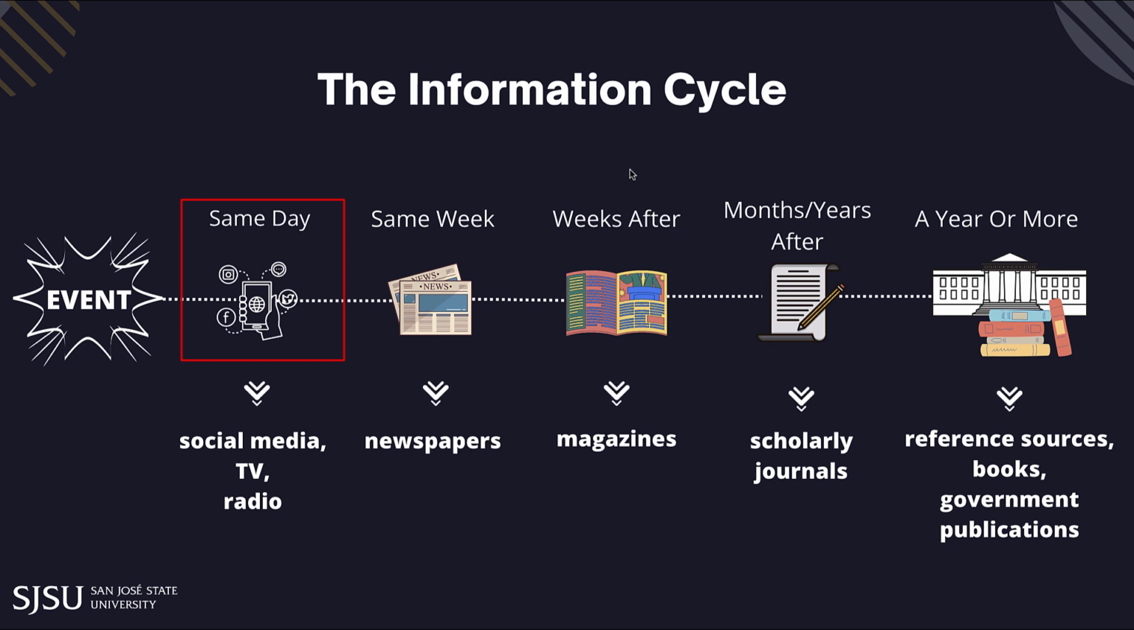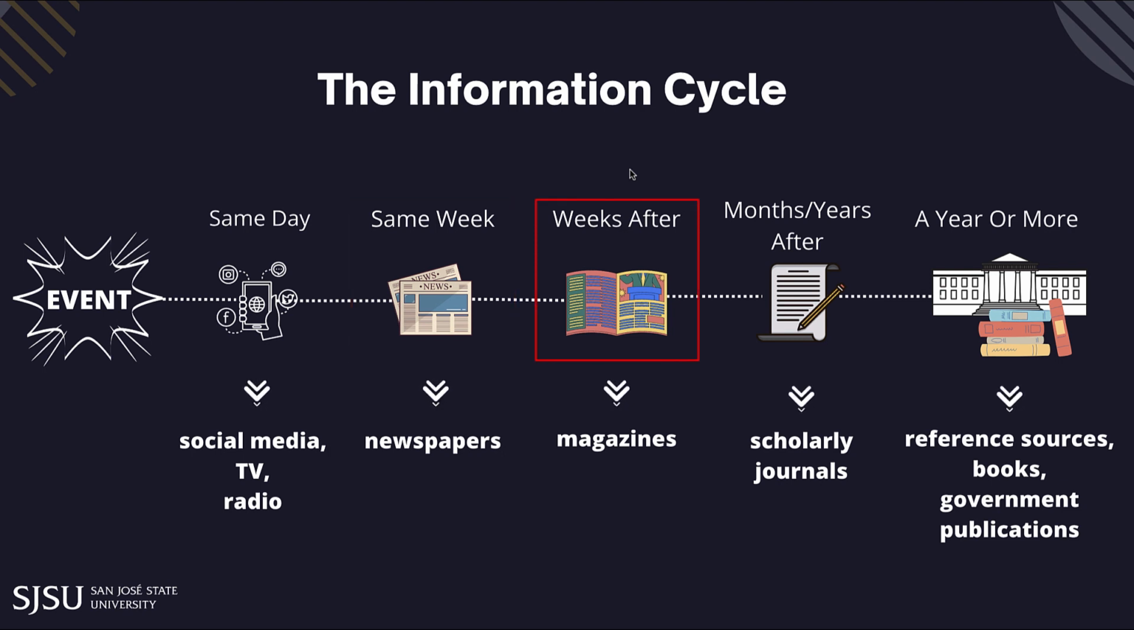Now, in the second category, information is released through newspapers the day or days after an event takes place. And in this stage, journalists begin reporting facts more thoroughly. While not everything will be completely accurate, facts will begin to be confirmed, and we start moving away from the sort of free-for-all that exists in the previous part of the information cycle.